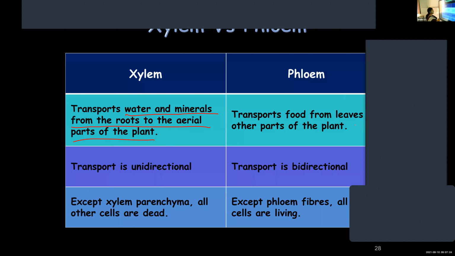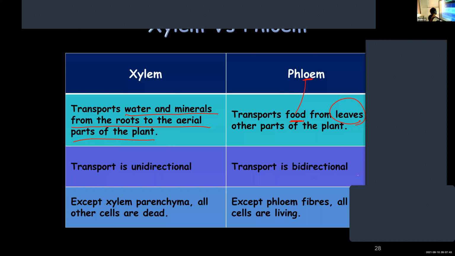Xylem, the transport is unidirectional, only in one direction. Only in an upward direction water can be transported. Whereas phloem, the transport can take place upwards and downwards. It is bidirectional. Transport can take place in different directions.